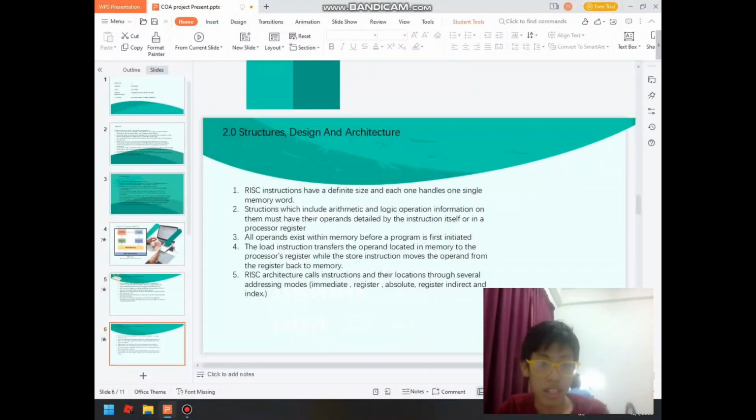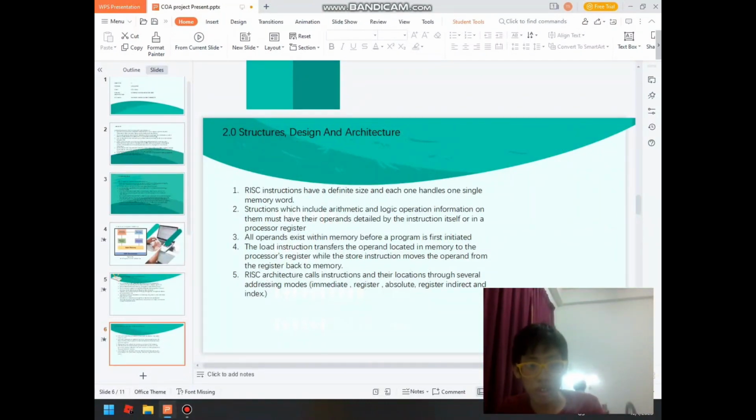Moving on. RISC instructions also have a definite size, and each one handles one single memory word. This is also another major contributing factor as to why RISC is so popular today when it comes to fast processors. It just pops out of my mind when I think about what's an easy processor, what's a fast processor, and RISC just goes there. RISC instructions are set like this size, and each one handles only one type of word, which means one set of instructions. So not many, and simple to understand.